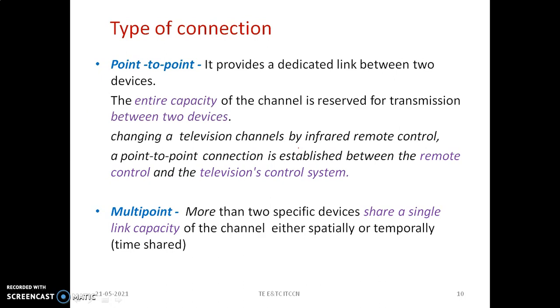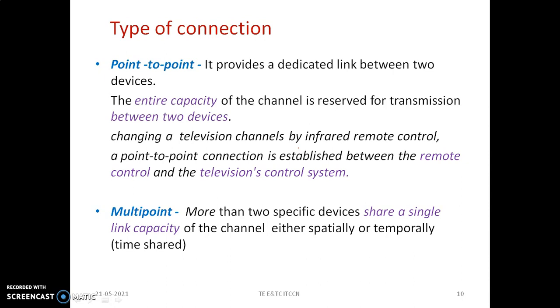When there is a dedicated link between 2 devices, it is called point-to-point communication, wherein the entire capacity of the channel is reserved for transmission between the 2 devices. Take an example: when you use the remote control to change the channel of the TV, there is point-to-point communication between the remote control and the television's control system, the set-top box.